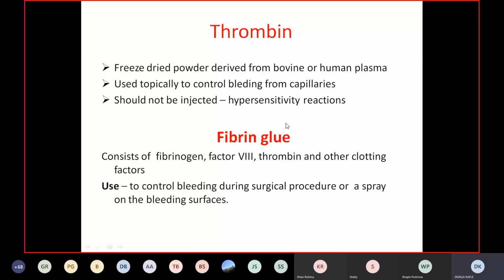Next we have fibrin glue. This fibrin glue is available as a spray. It contains factors like fibrinogen, factor 8, thrombin, and other clotting factors. So it is a somewhat effective local hemostatic agent because it contains various clotting factors. It can be used during surgical procedures. Whenever surgery is going on, during the intraoperative period, whenever there is an increased risk of bleeding, you can directly spray this fibrin glue at the site of the bleeding.